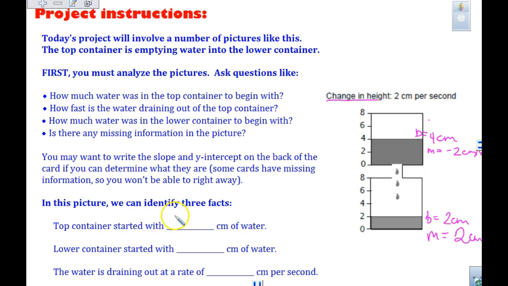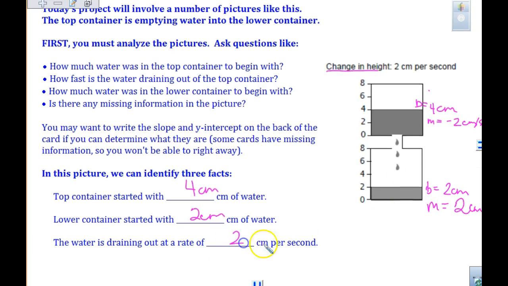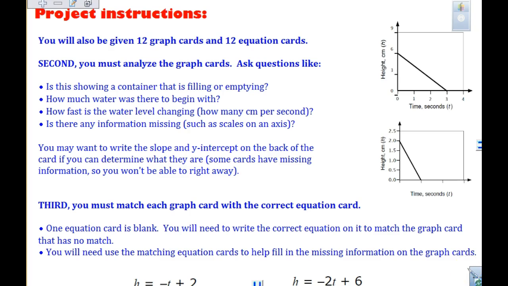It says in this picture, if we are identifying, we just said the top one started with 4 centimeters, the lower one started with 2 centimeters. The water is draining out at a rate of 2 centimeters per second. On the top, we think of that as -2, on the bottom, +2. So, next page in your notes. It says you will have 12 graph cards and 12 equation cards. Second, you must analyze the graphs.